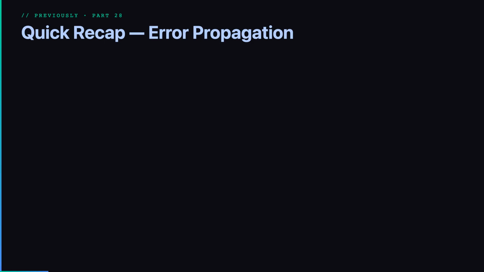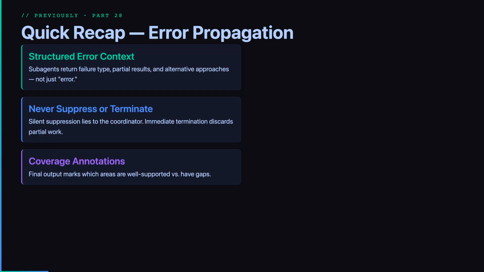Quick recap before we move on. Structured error context means subagents return failure type, partial results, and alternative approaches, not just a generic error message. The coordinator can then make intelligent recovery decisions. And we never silently suppress errors or terminate on first failure. Both anti-patterns destroy valuable information. Finally, coverage annotations in the final output mark which areas are well supported versus which have gaps.